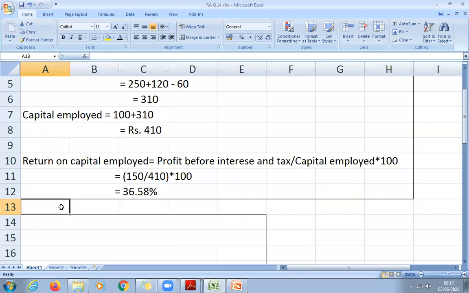So 36.58 is a decent percentage. If anybody wants to get a good return, they get that. Next, did you understand, students, how to calculate return on capital employed?